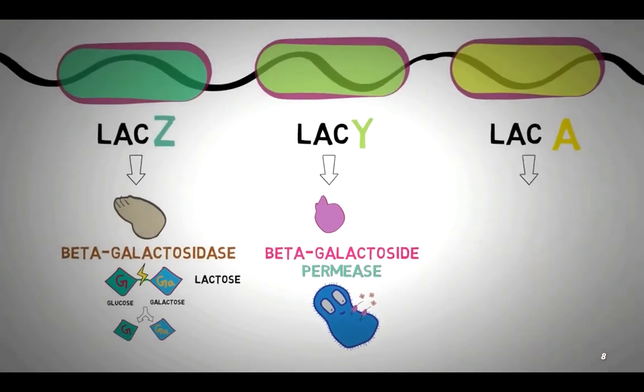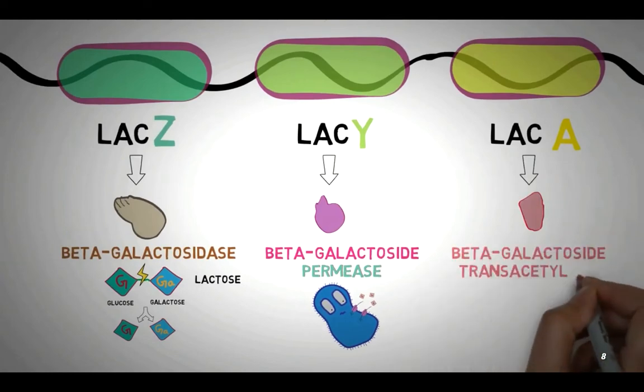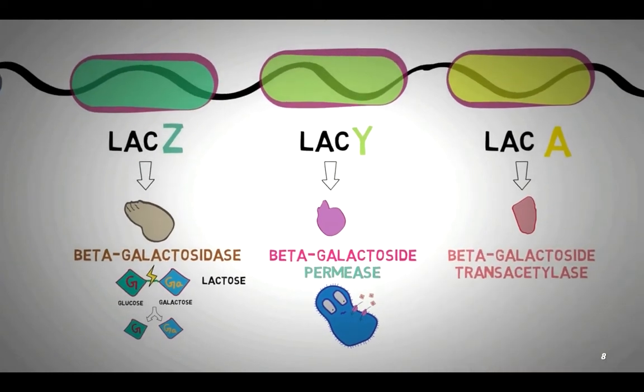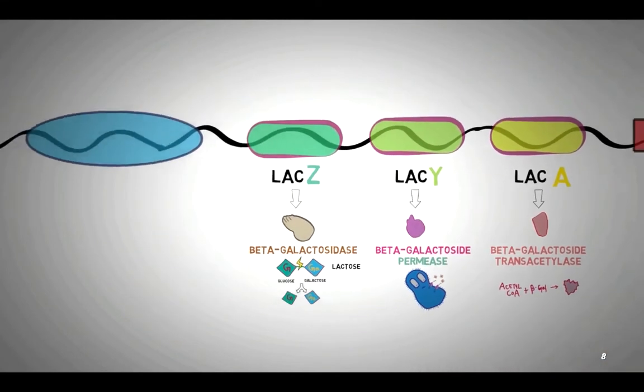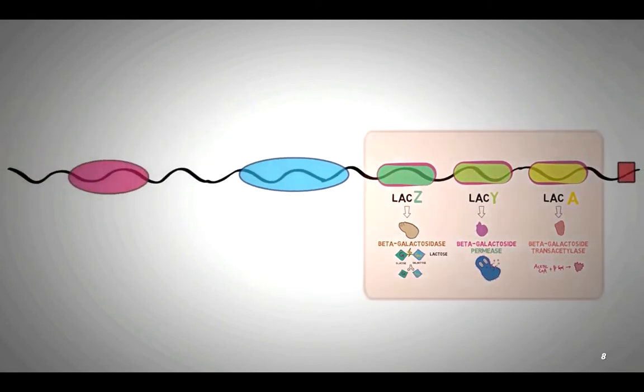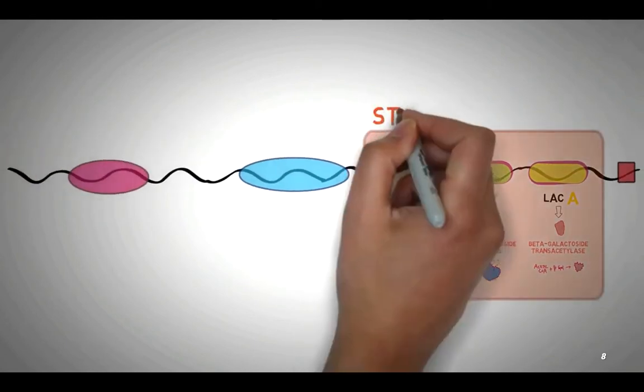The third structural gene in the Lac Operon codes for beta-galactoside transacetylase, an enzyme that transfers an acetyl group from acetyl-CoA to beta-galactosides. Its function is not fully understood in the metabolism. So these are the three structural genes of Lac Operon.